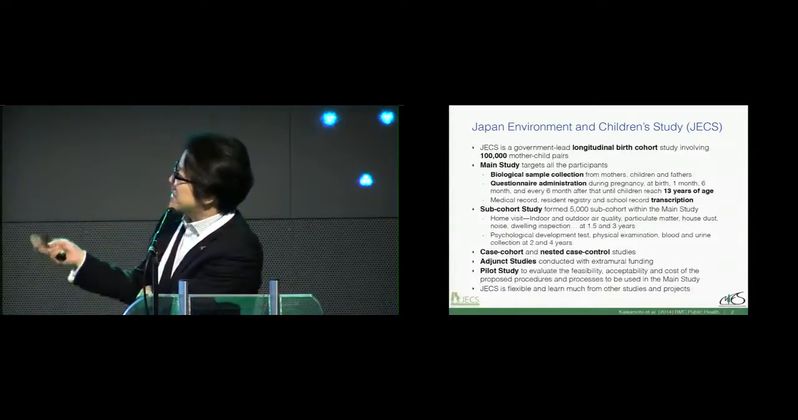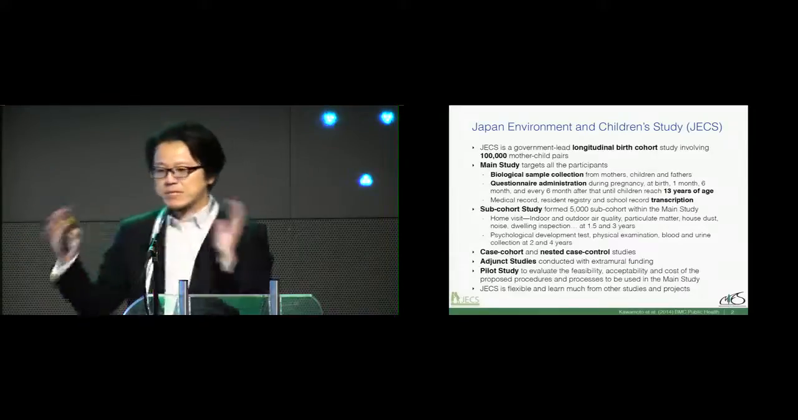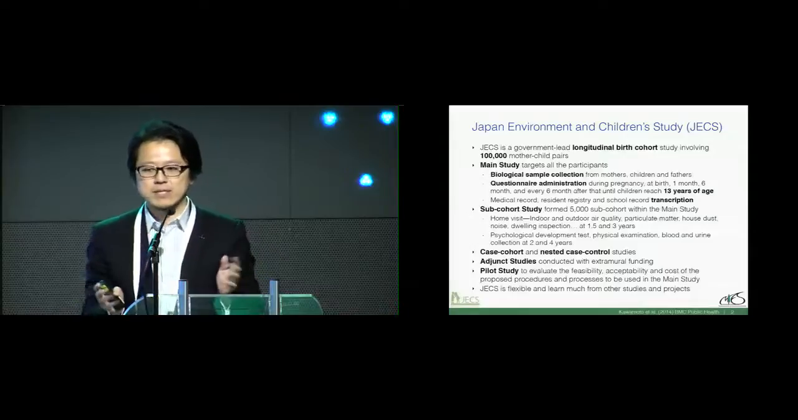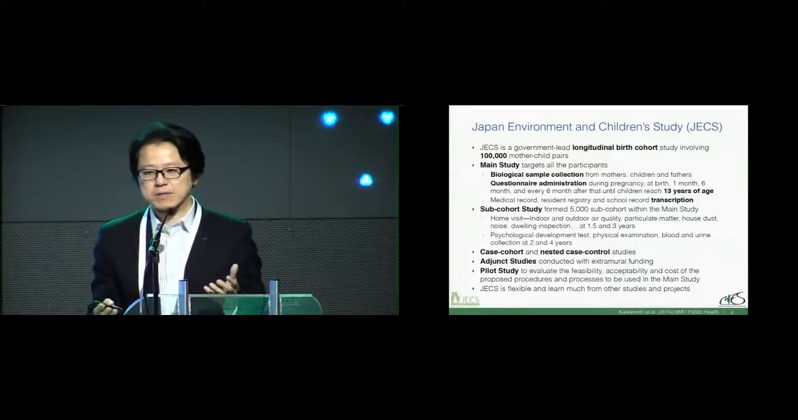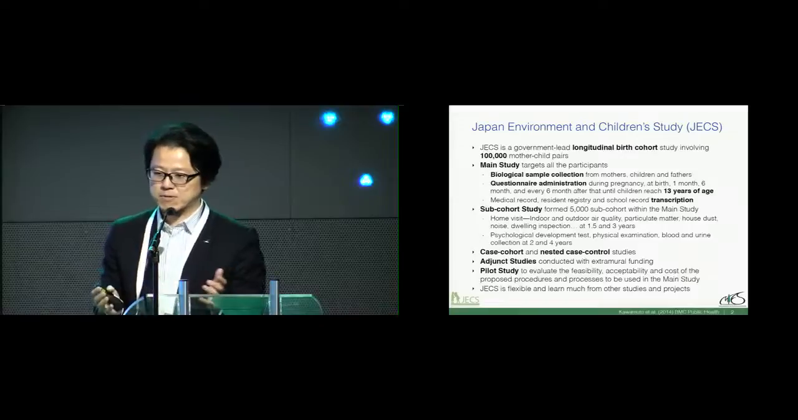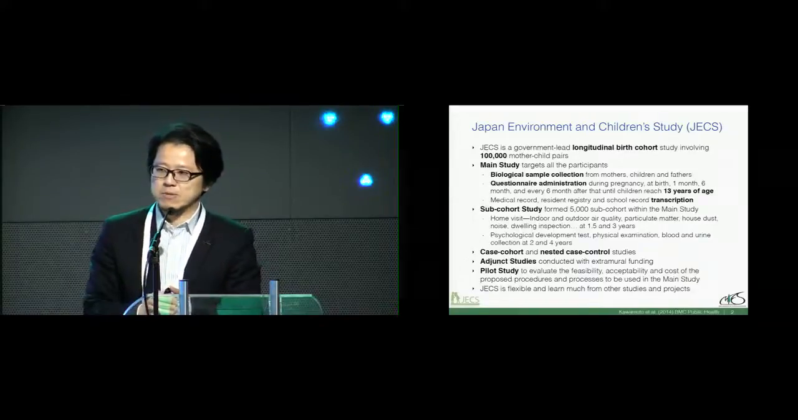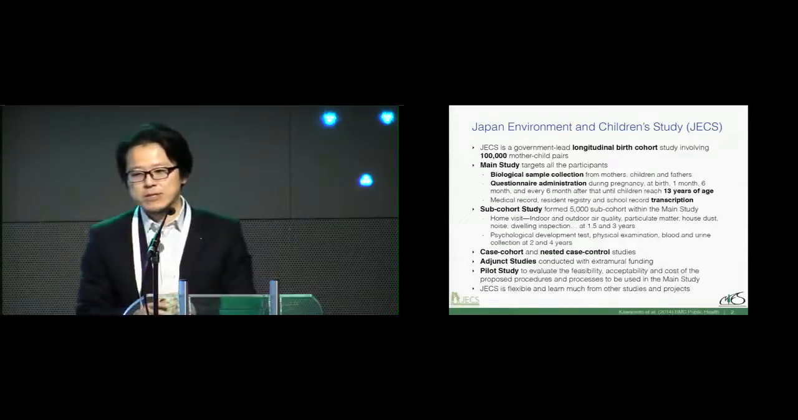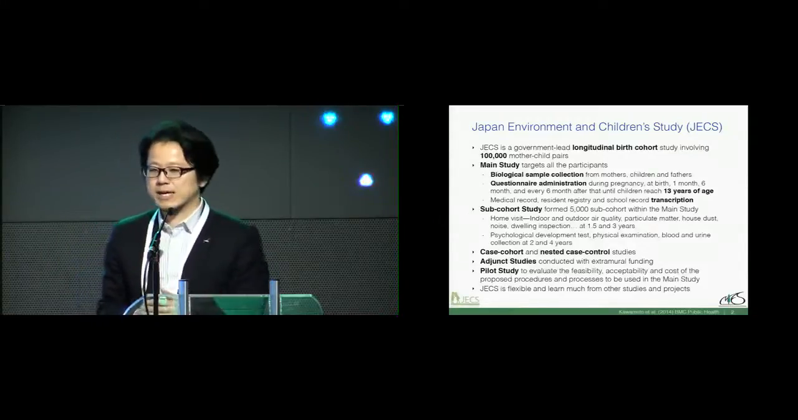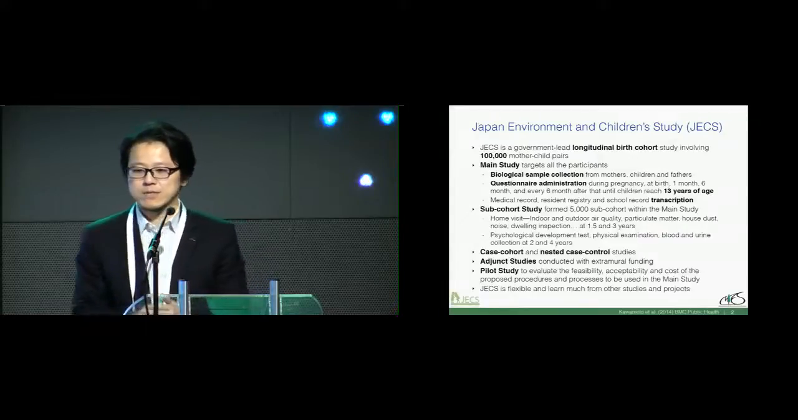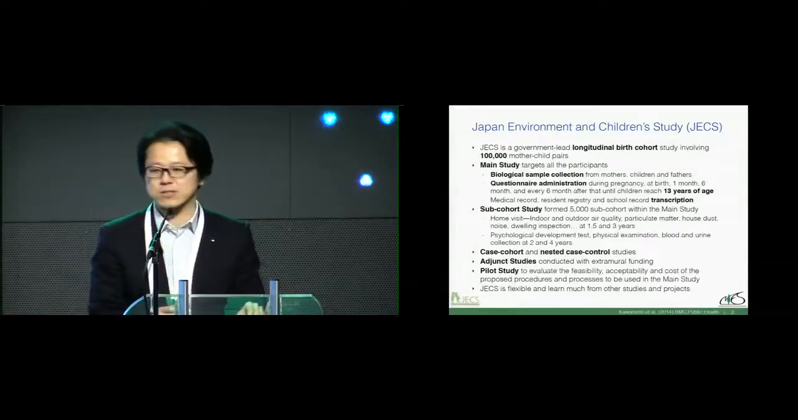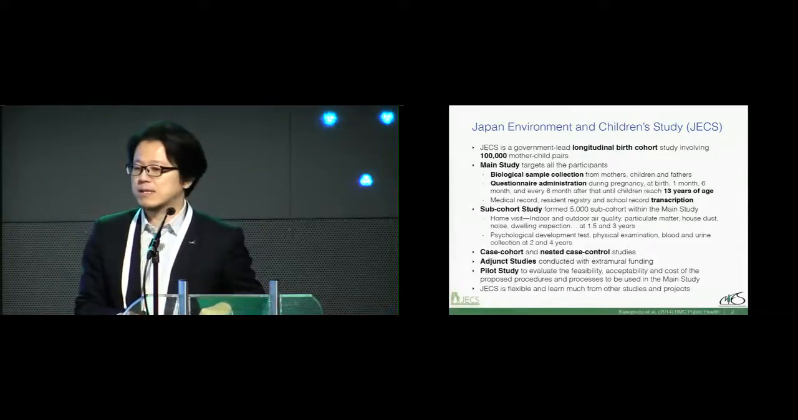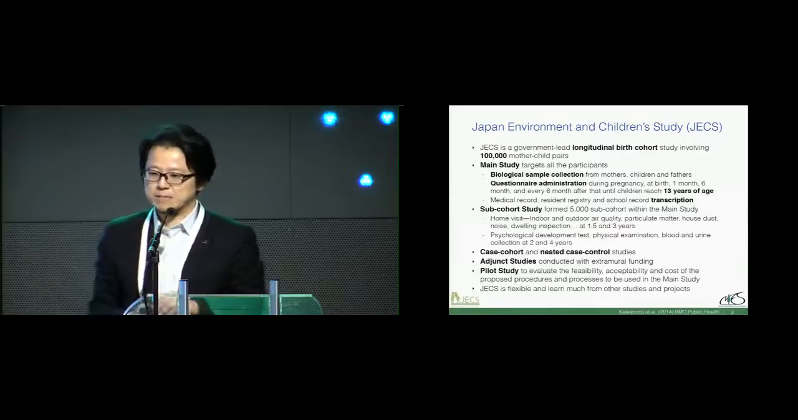So we have a main study and a sub-cohort study. The main study involves all the participants. We collected biological samples during pregnancy and also at birth from kids and mothers. The fathers' samples are just by chance. And then we administer questionnaires, and we're going to follow all the kids until they reach 13 years of age. But this is no way just to end at 13 years old. This is just the period for which we have secured the funding.